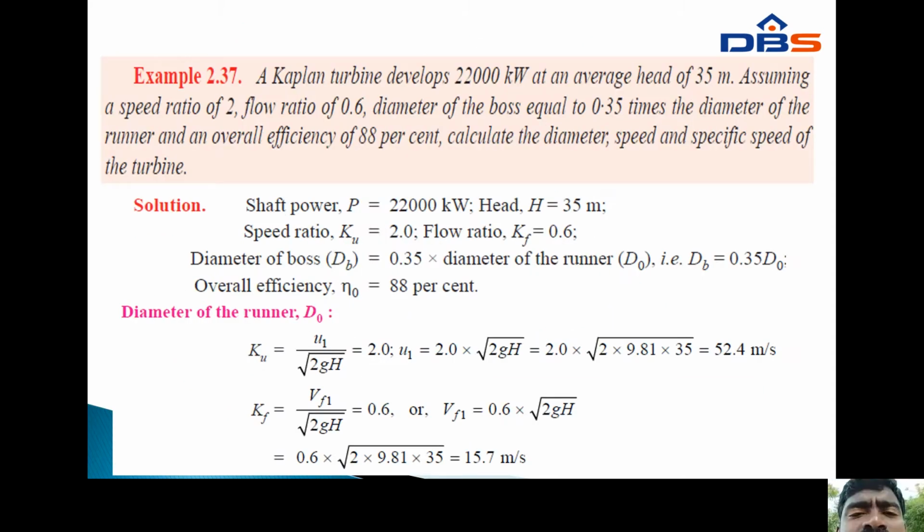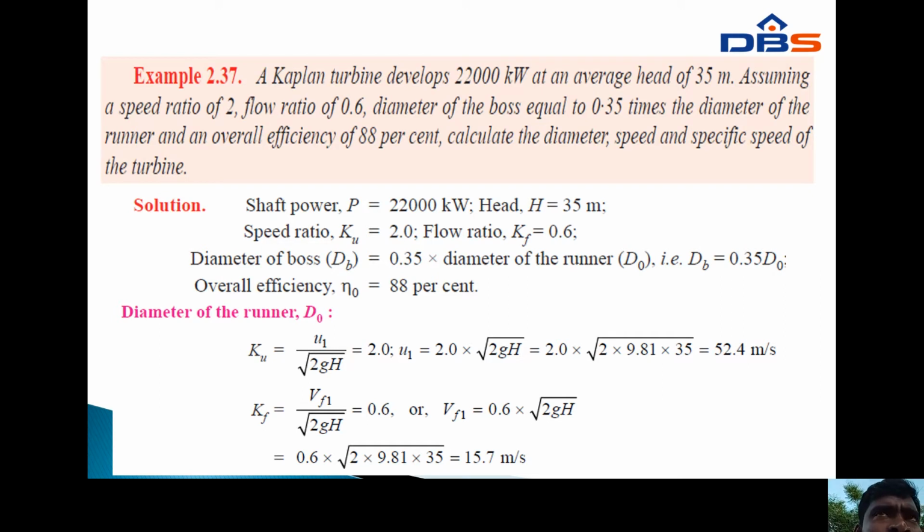This is a small problem on Kaplan turbines. A Kaplan turbine develops 22,000 kilowatts at a rated head of 35 meters, assuming a speed ratio of 2.0, a flow ratio of 0.6, a boss diameter equal to 0.35 times the diameter of the runner, and an overall efficiency of 88%. Calculate the diameter, speed and specific speed of the turbine.